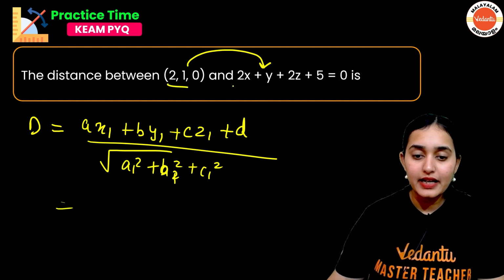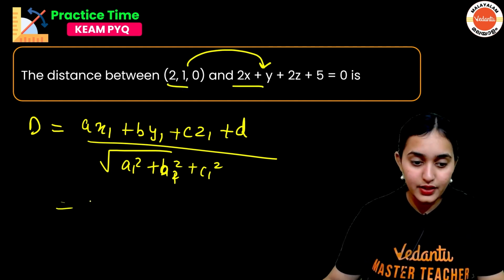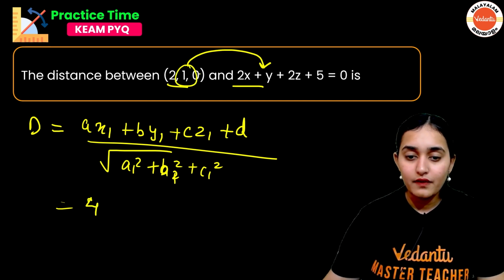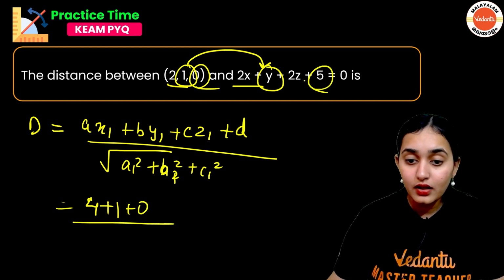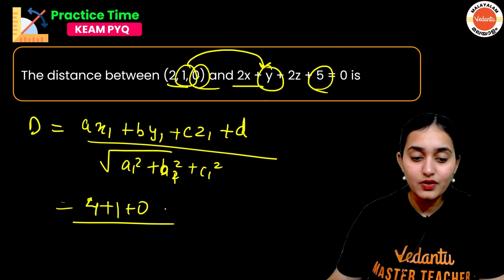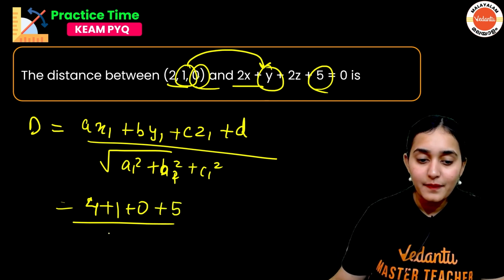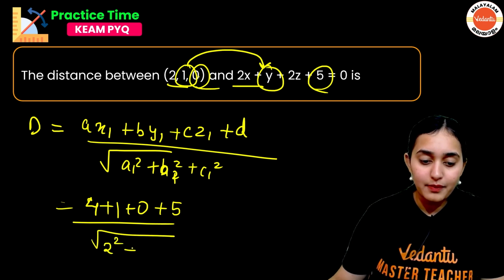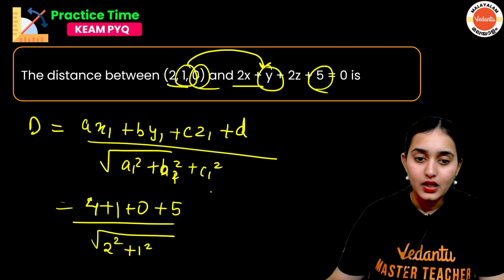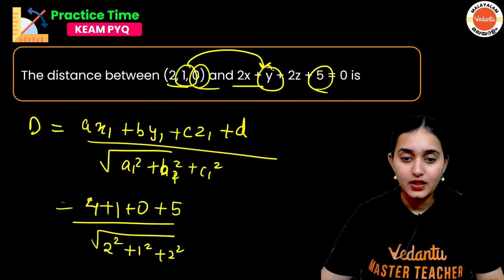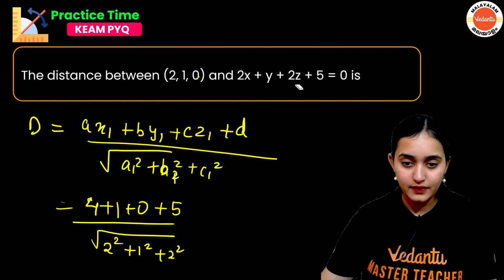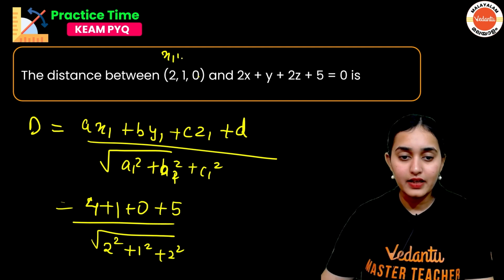So this is A into x1. So 2 into 2, 4. 1 into 1, 1. 0 into 2, 0, plus 5, upon root over 2 square plus 1 square plus 2 square. This is ABC. I am writing it here for you. This is x1, y1, z1. This is A, B, C, D.